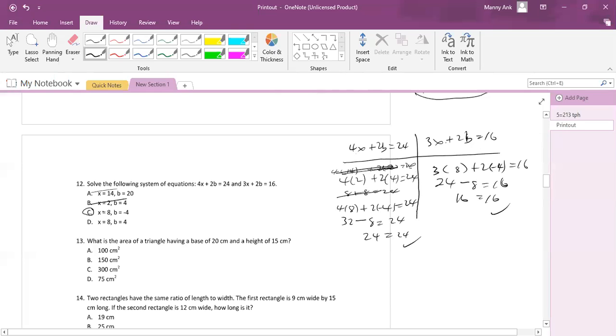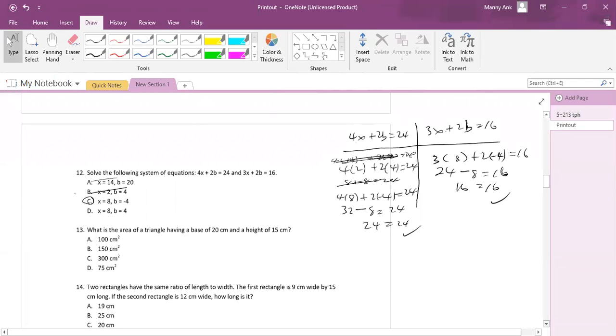So you can use the back solving approach here. If you put in D, you realize it doesn't work out. So back solving can help you eliminate.